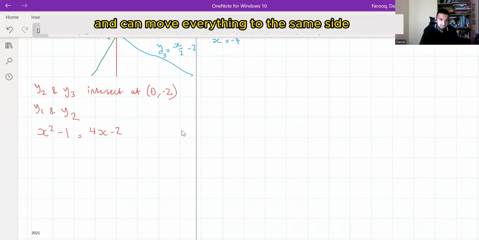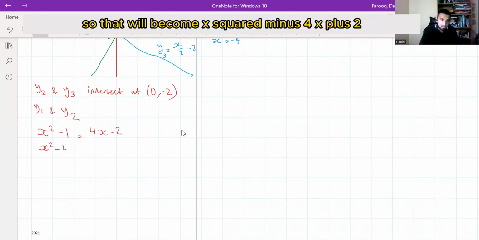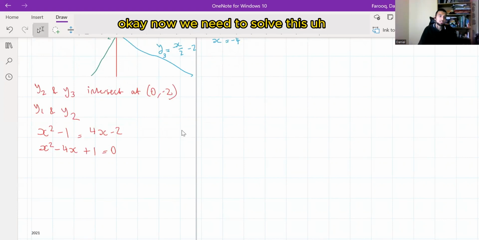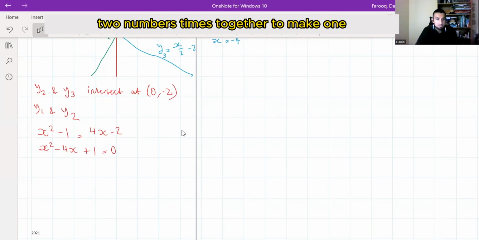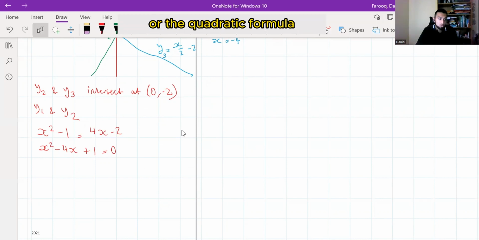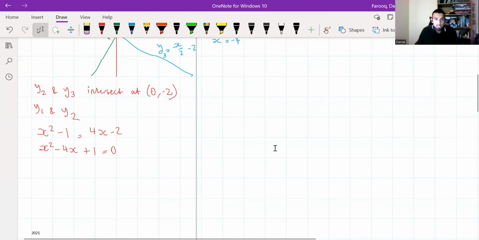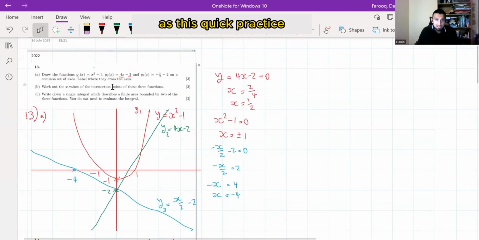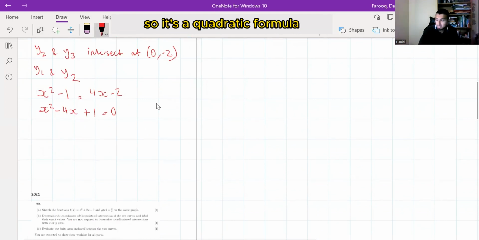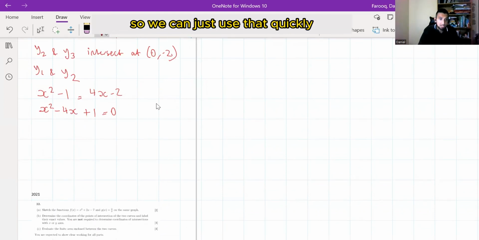And we can move everything to the same side. So that will become x squared minus 4x plus 2, that will be plus 1. Okay, equals to 0. Plus 1. Okay. Now we need to solve this. You can quite clearly see no two numbers times together to make 1 and add to make minus 4. We can probably do completing the square quickly or the quadratic formula. Let's just make sure we haven't made any mistakes, as is good practice. Because normally in PAT they give you something which can factorize. So it's a quadratic formula, so we can just use that quickly.